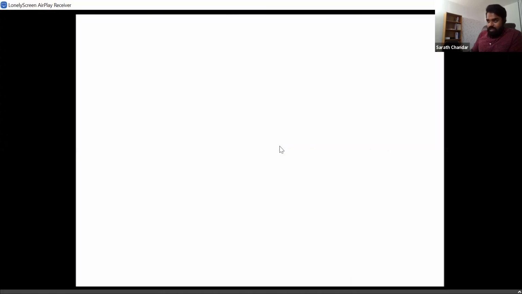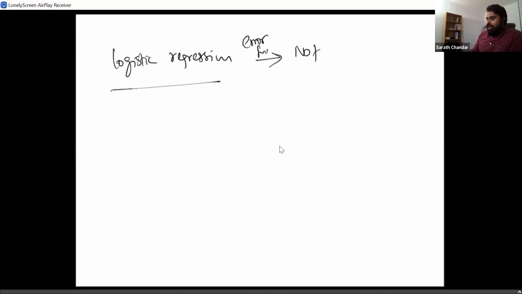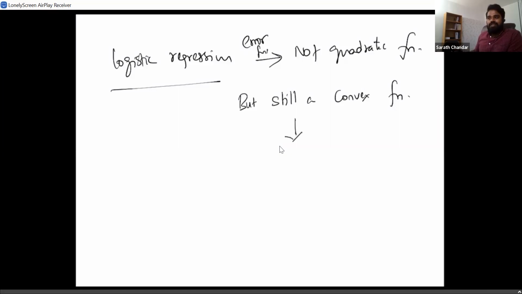Now there is good news. In the case of logistic regression, the error function is not a quadratic function, but it is still a convex function. You should have had some reading about convex functions in the previous weeks. One of the nice properties of convex functions is that the moment you know a function is convex, you know that there is a unique minimum.